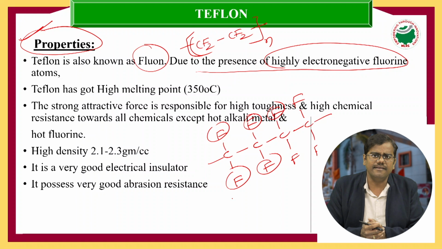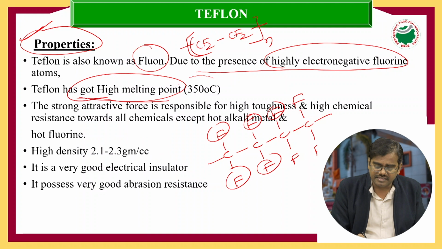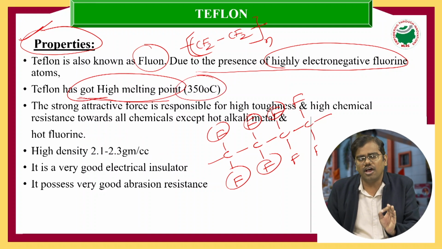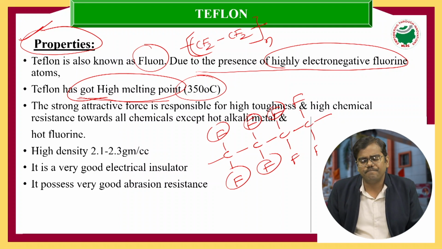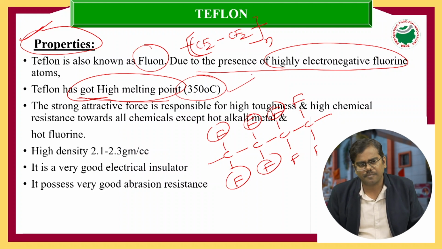So that is the reason, due to the presence of highly electronegative atoms, that this Teflon has a high melting point. What is that? A high melting point, that is 350 degrees centigrade. Due to the presence of highly electronegative fluorine atoms in Teflon, it gets the high melting point of 350 degrees centigrade.